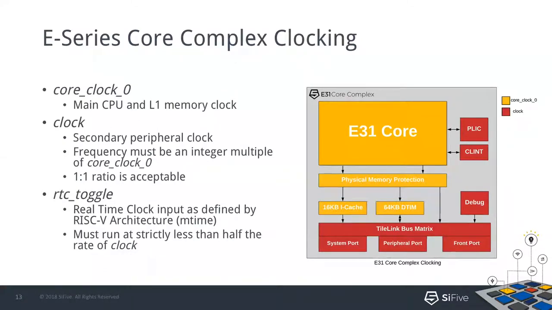RTC toggle is the real-time clock input of the core complex as defined by the RISC-V architecture. So this is the input into the MTIME control and status register. The relationship between this clock and the others is that it must run at strictly less than half the rate of clock. So the overall relationship between the clocks is as follows: core clock 0 must be greater than or equal to clock, which must be greater than 2 times RTC toggle.